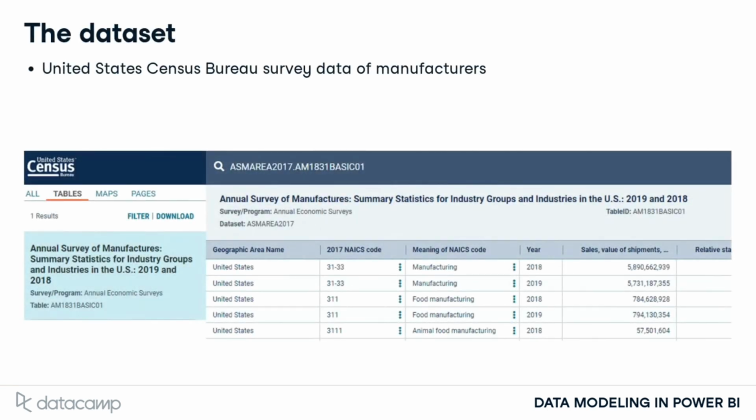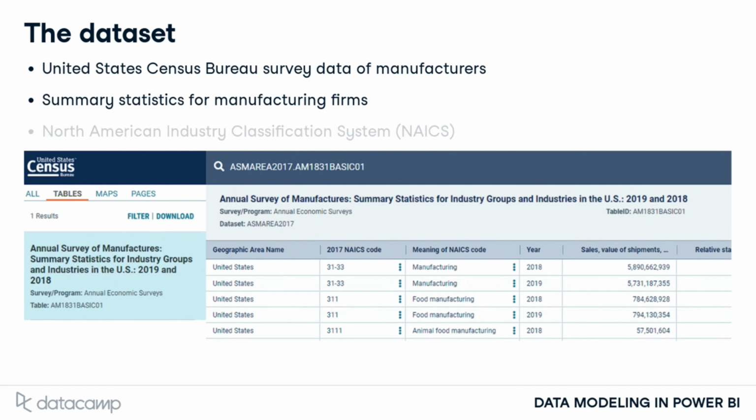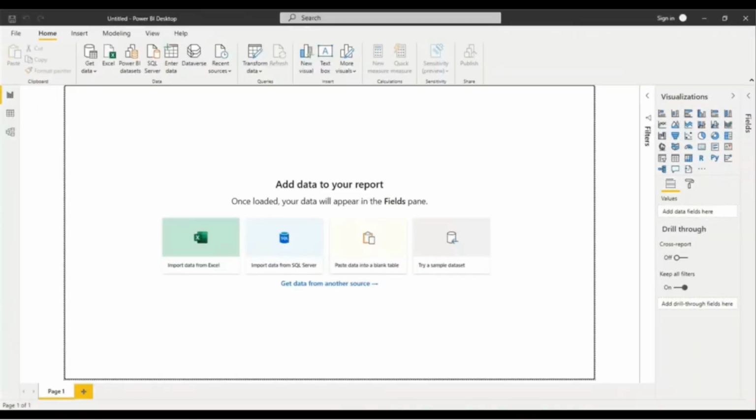The dataset we'll be using comes from the United States Census Bureau and summarizes survey data asked of manufacturing firms in 2018 and 2019. It contains a variety of measures around payroll and numbers of employees for several industries according to the North American Industry Classification System, or NAICS. In later exercises, we'll extend this dataset with geography, time, and other dimension tables.